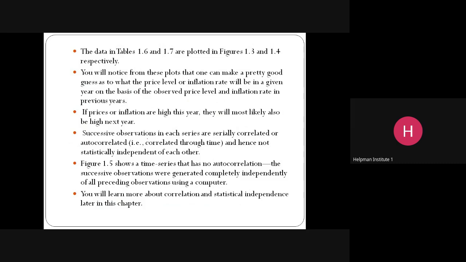Now, successive observations in each series are serially correlated or autocorrelated. That is, they are correlated throughout time and hence not statistically independent of each other. Also, Figure 1.5 shows a time series that has no autocorrelation.